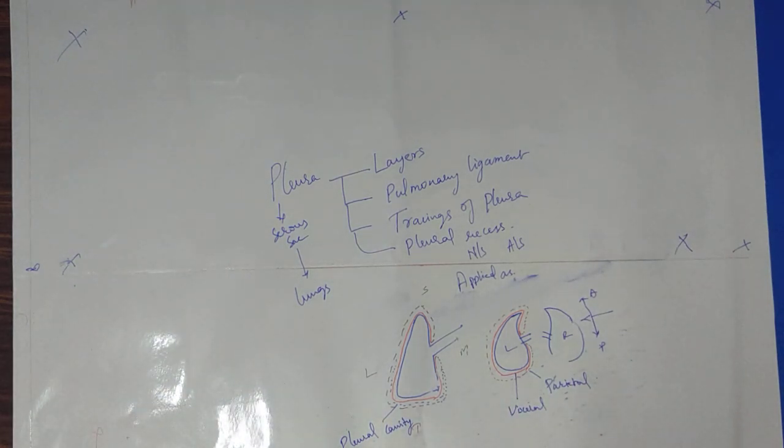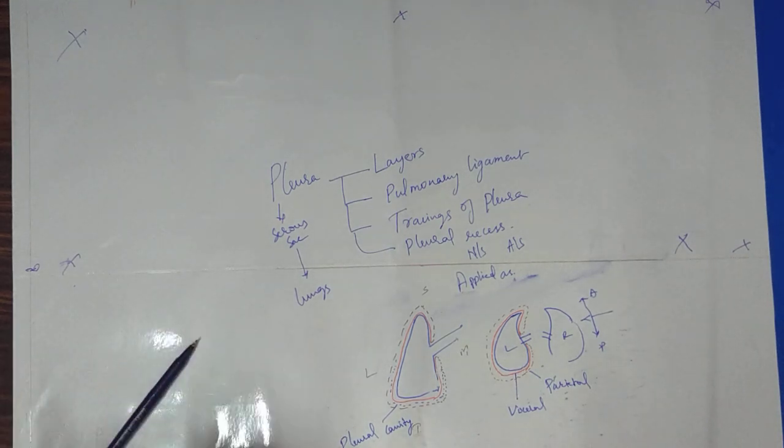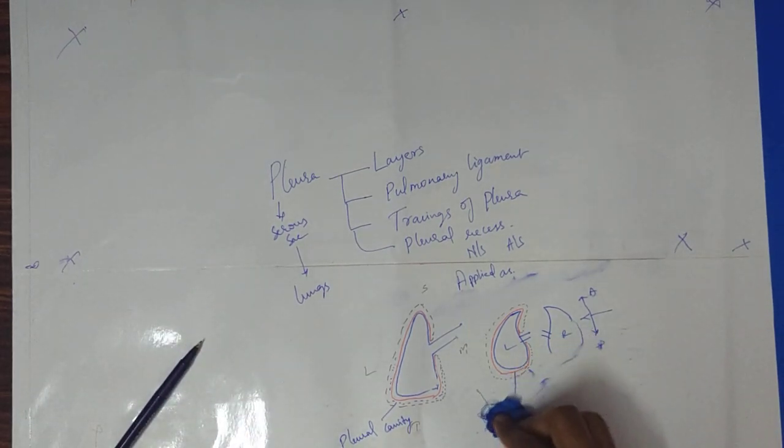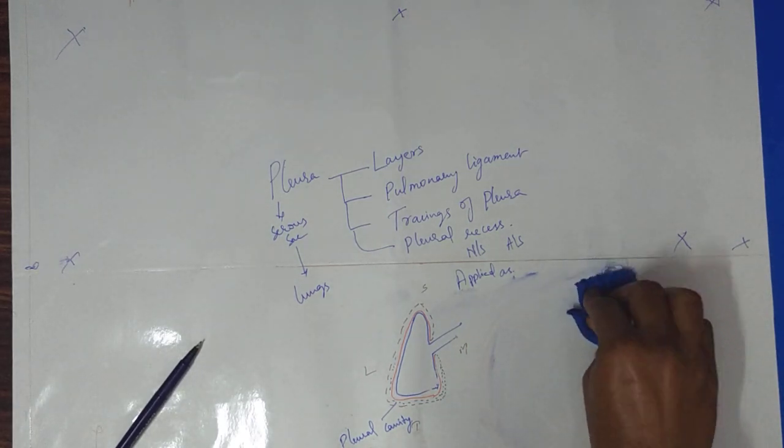So what is the function of this pleural cavity? The serous fluid which is present in the pleural cavity acts like a lubricant, and because of that these two visceral and parietal pleura will be sliding over each other, and that helps in easy expansion of the lungs. Then coming back to your different parts of the parietal pleura, that is your cervical, diaphragmatic, mediastinal.